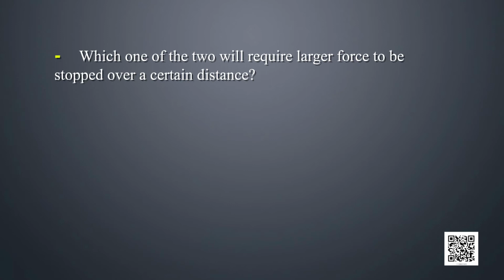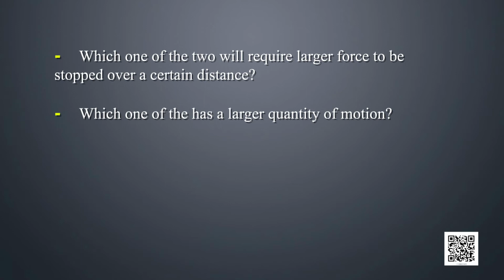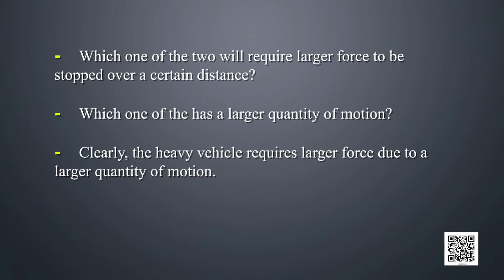Which one of the two, the heavy vehicle or the bicycle, will require a larger force to come to rest over the same distance? Which one of the two has a larger quantity of motion in it? Obviously, the heavier object, that is the object with larger mass, requires a larger force to come to rest. The conclusion is: larger the mass, more is the quantity of motion contained in the body.